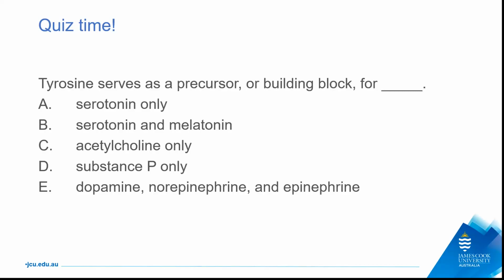Tyrosine serves as a precursor or building block for... trick question. This is a trick question. Literally you have to read the entire list of options. So I will go from the bottom up. How many of you picked E? How many of you picked D? How many of you picked C? Okay, everybody got it. The answer is E. Dopamine, norepinephrine, epinephrine, there are three catecholamines.